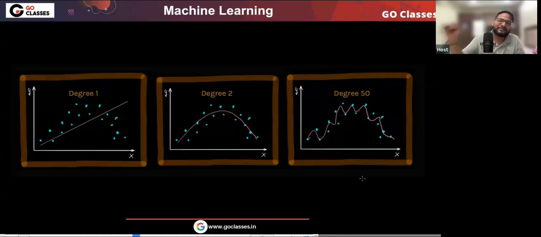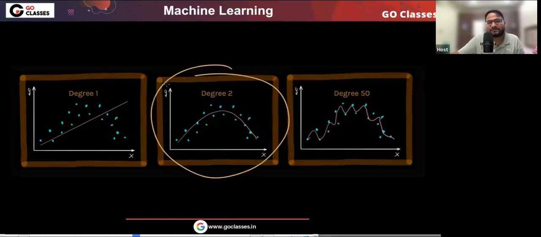You remember there was one meme. In Jab We Met, one of the movies, Kareena Kapoor says something like, okay, I'm not that bad, no, maybe not that good either. She said something like this. So degree 2 is like, I'm not that bad. Okay. So degree 2 is good.